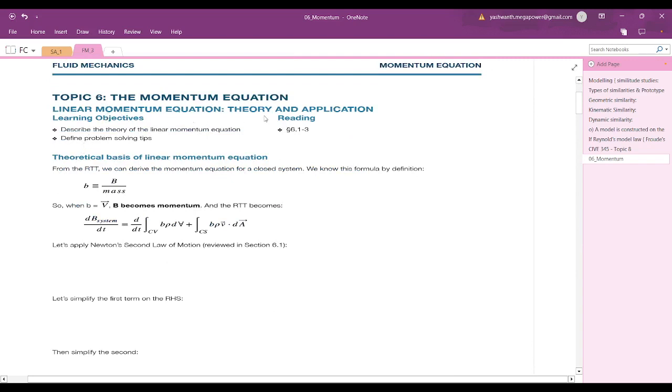So, the linear momentum equation, or you can say its theory and application. This particular momentum equation describes the theory of linear momentum, and this equation is an important tool to solve so many problems. What are those problems? Let us try to understand.